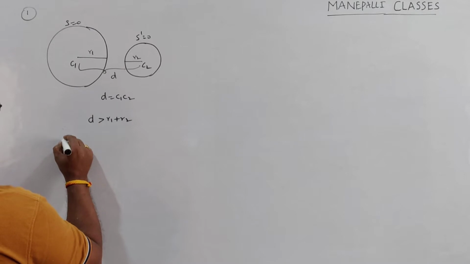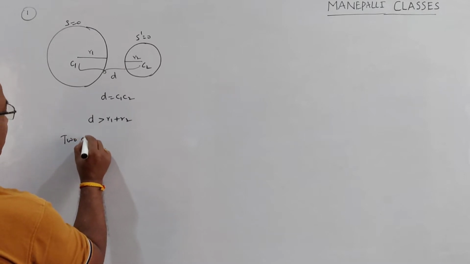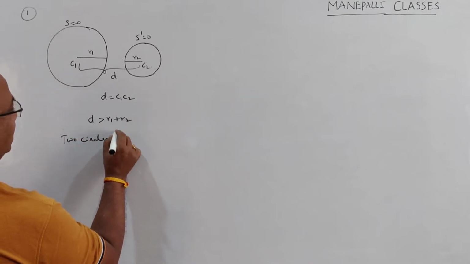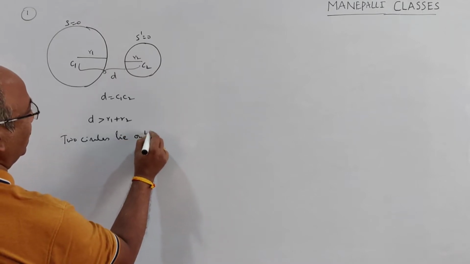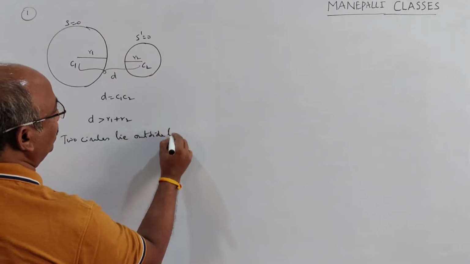In this case, we will say that two circles lie outside to each other.